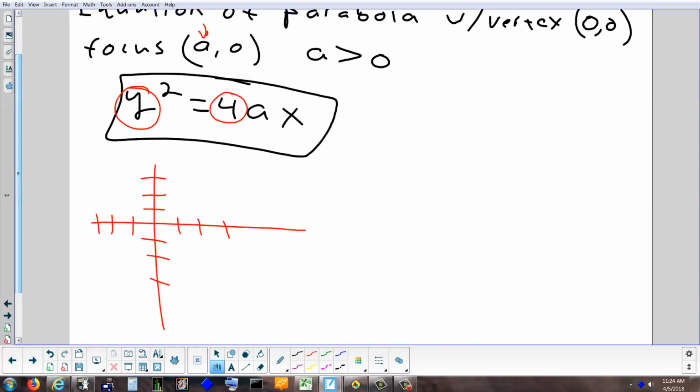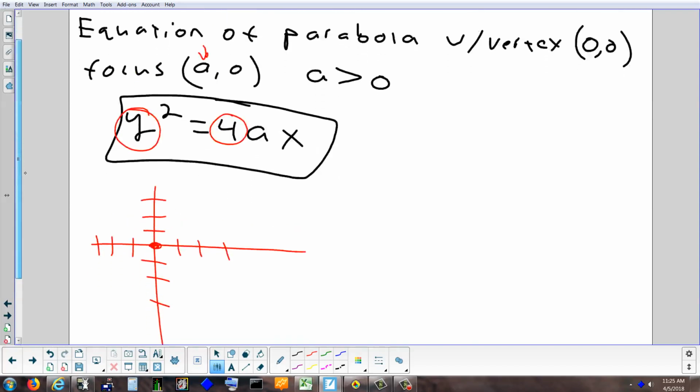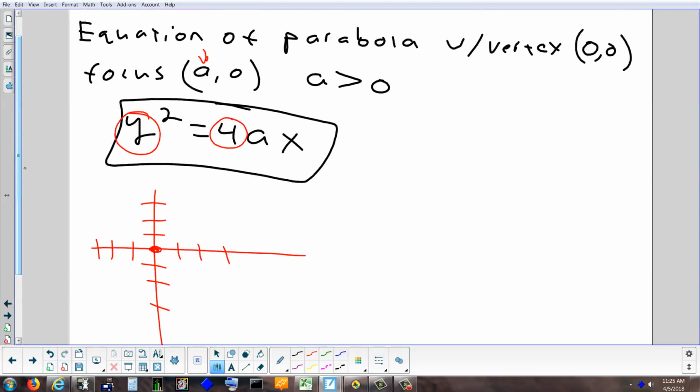Let's say my vertex is at the origin. That tells you that right there. And the focus is (a, 0), but a has to be positive. So let's just say (2, 0). Well, the parabola has to wrap around the focus. So it would look something like this. So this is the equation of a parabola that opens to the right.